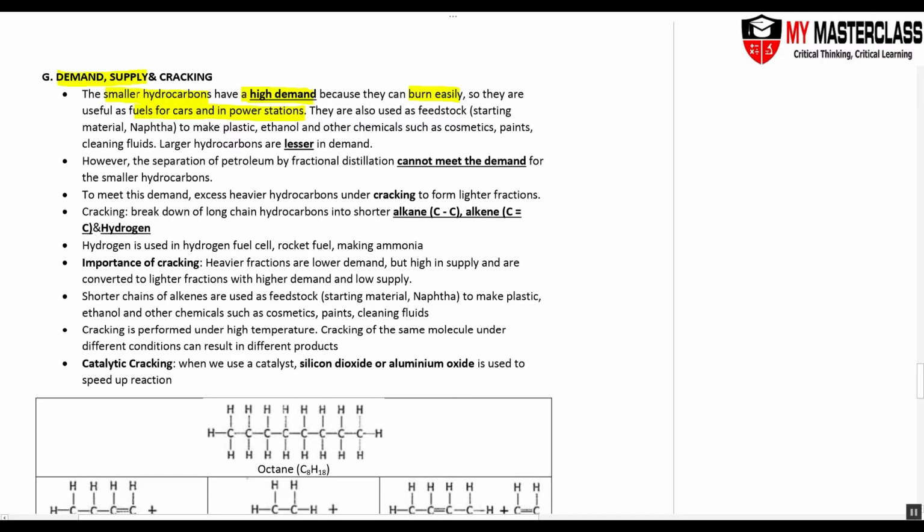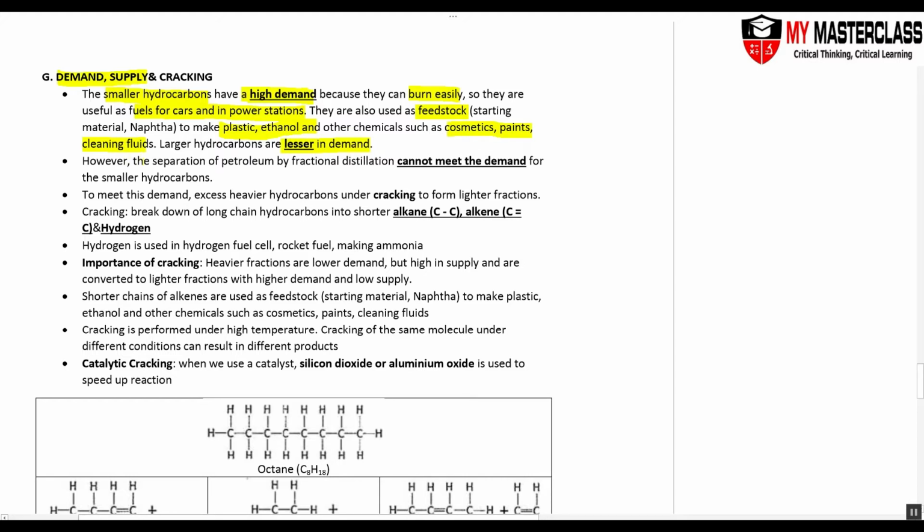Okay, and also the smaller or shorter ones are used as feedstock, the starting material, to make all these kinds of chemicals, right? Like your cleaning fluid, cosmetics, paints, plastics, etc. So these short ones are high in demand. The larger hydrocarbons are lesser in demand. There are still some uses like your lubricating oil and the bitumen. There's still some use, so there's still demand, but the demand is much lower.